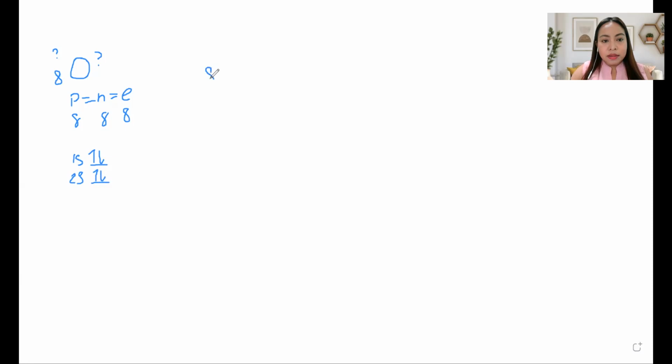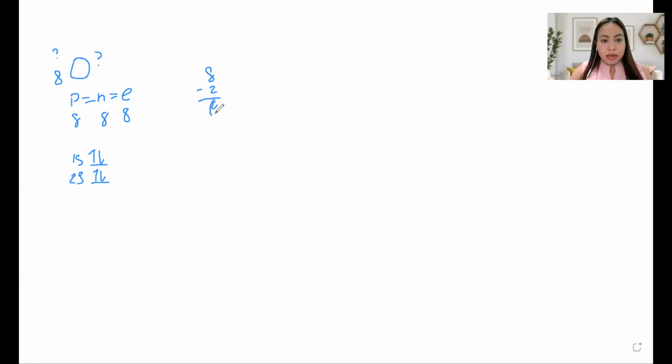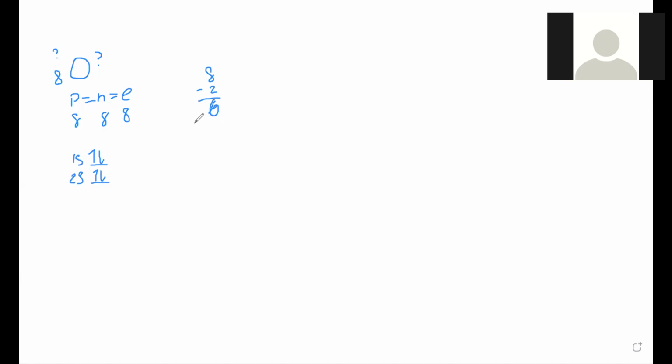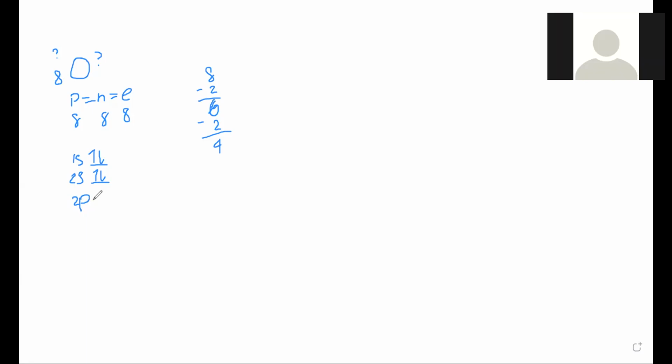So 8, our total, minus 2, how many are left? 6. 8 minus 2 is 6, then minus 2 for the 2s, so 4 are left. And then 2s is followed by 2p. How many degenerate orbitals does p have? 6.